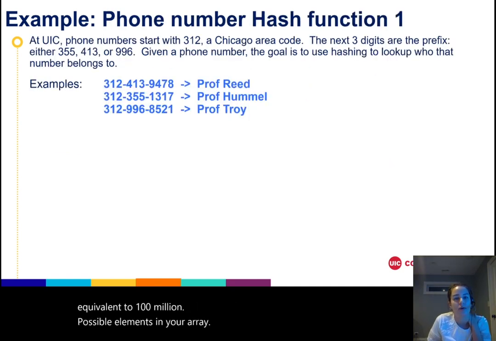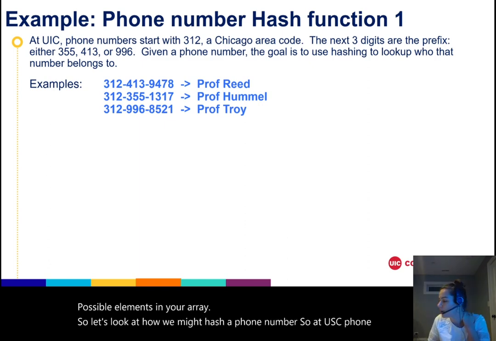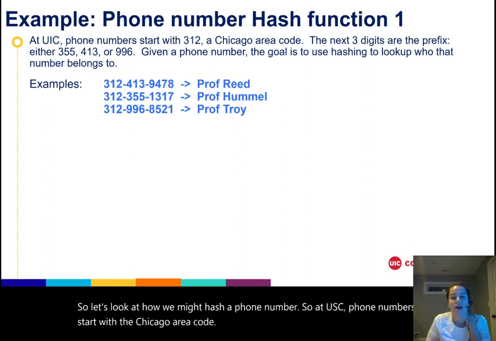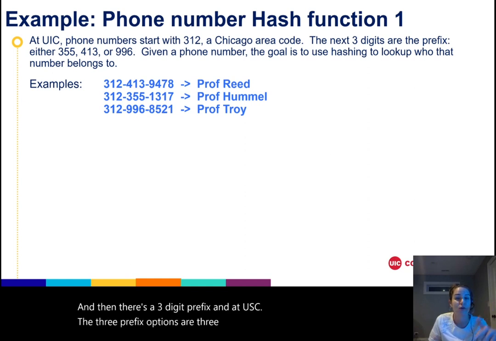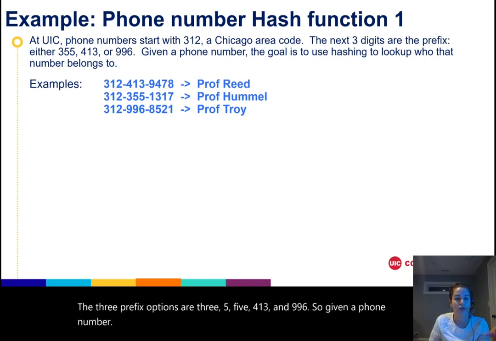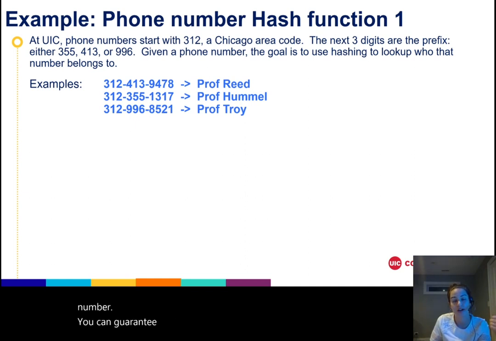So let's look at how we might hash a phone number. At UIC, phone numbers start with the Chicago area code, and then there's a 3-digit prefix, and at UIC the 3 prefix options are 355, 413, and 996. So given a phone number, you can guarantee that the area code is 312, and then there's only those 3 prefixes.